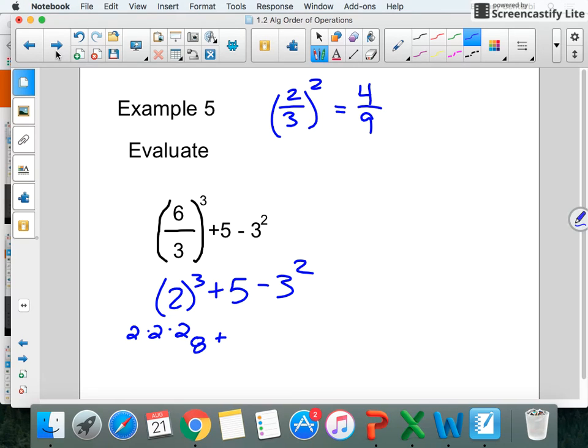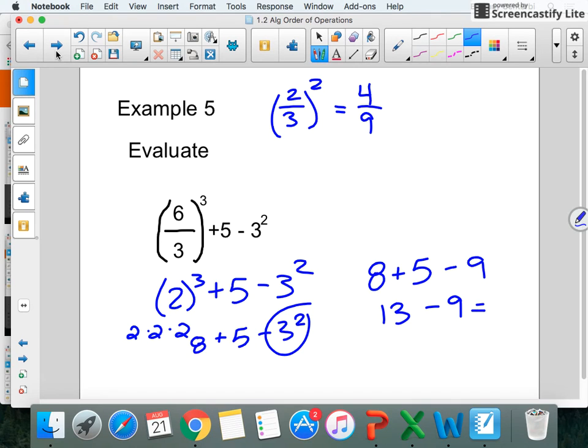And I'm going to bring down the plus 5 minus 3 squared. And again, I got to do exponents. 3 squared here is 9, so I'm going to do 8 plus 5 minus 9. Add and subtract left to right. 8 plus 5 is 13. Minus 9 gives me 4.